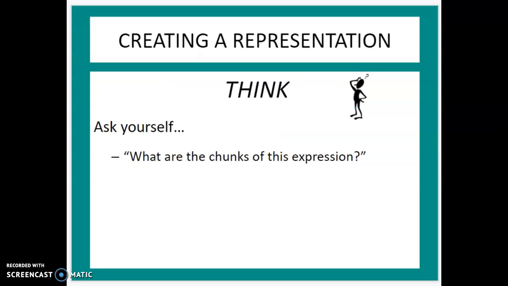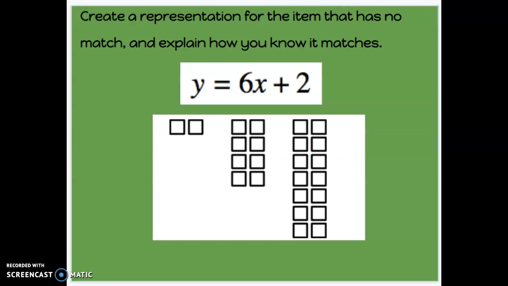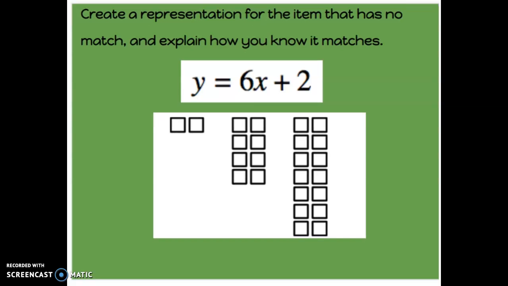So for our next slide, we're going to create a representation. And I want you to ask yourself, what are the chunks of the expressions? Okay, so actually we're going to go back to our original equation. We said, what the heck is this? y equals 6x plus 2. If we were going to recreate it, this is what it would look like.